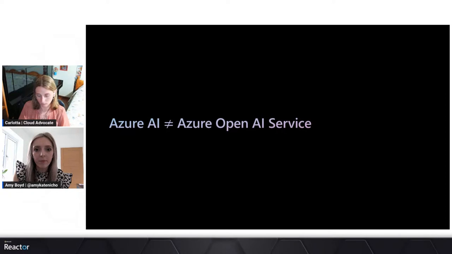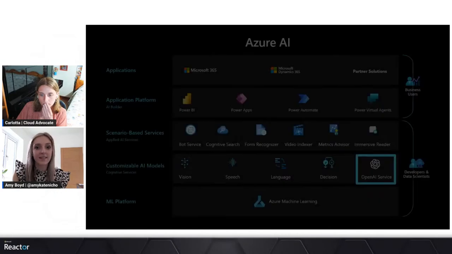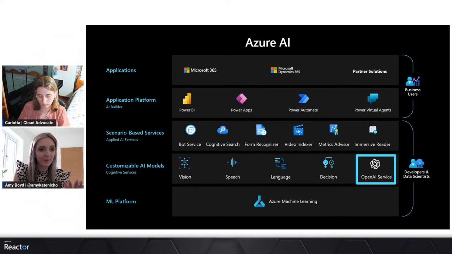Finally, I want to call it out very, very specifically. Azure AI is not equivalent to the Azure OpenAI service. The Azure OpenAI service is a part of the Azure AI platform. So let me show you this again, because we saw it at the start and we'll see it again now. The Azure AI platform encompasses many, many different technologies, and the OpenAI service I've just highlighted is just one of a huge amount of things that you can use.